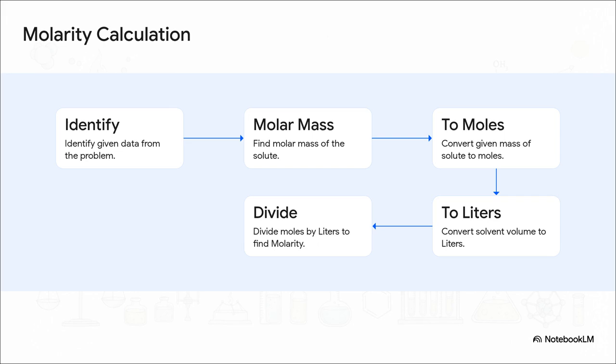And this brilliantly illustrates how straightforward these calculations can be if you just stay organized. Let's find the molarity of 4 grams of sodium hydroxide dissolved in 250 milliliters of water. Step 1, identify your data. Step 2, find the molar mass of sodium hydroxide, which is 40 grams per mole. Step 3, convert that 4 grams to moles, giving you 0.1 moles. Step 4, convert your 250 milliliters of water to liters, giving you 0.25 liters. Step 5, the final piece of the puzzle, divide your moles by your volume. 0.1 divided by 0.25 gives you a 0.4 molarity solution. Boom! Easy, structured, and 100% correct.